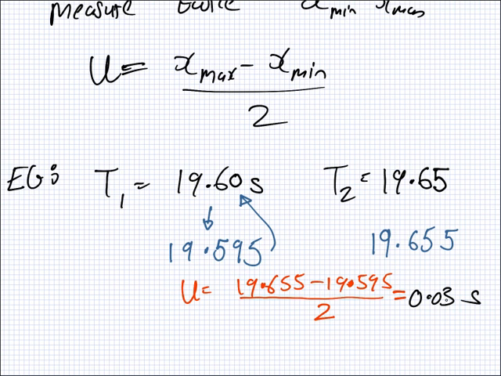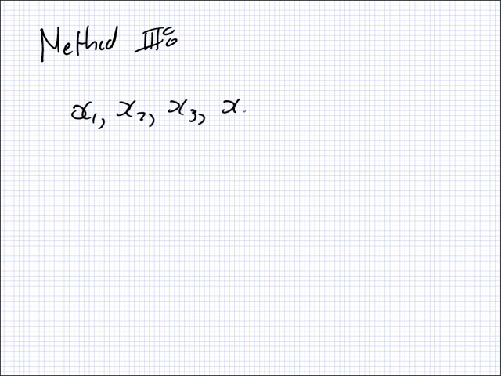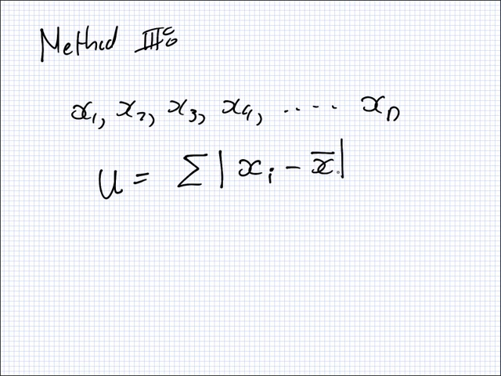Can I scroll down to the last method? So the fourth method, method 3. Now this works when you have many measurements. So maybe you have x1, x2, x3, x4, up to xn. Maybe you measure something 10 times. This is the best situation, right? Because you've measured so many times. So the uncertainty is equal to the sum of the difference between your data and the average. Have you seen this symbol before? This means average.